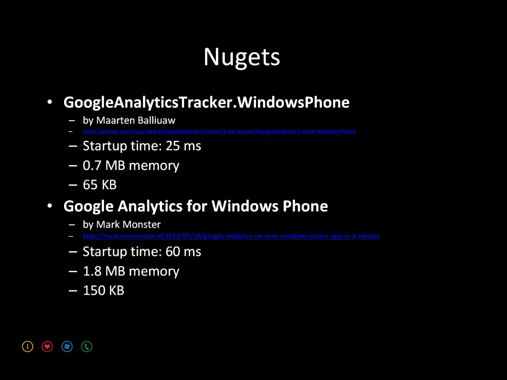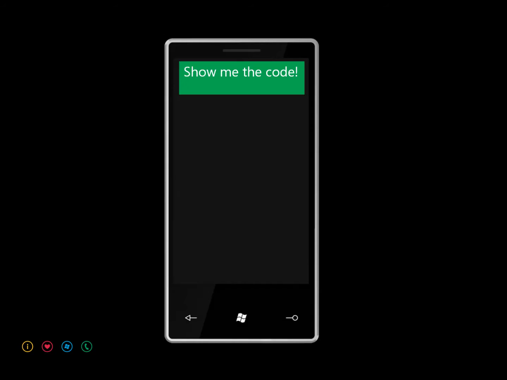The way to implement Google Analytics is to use the NuGet package. There are two options at the moment: Google Analytics Tracker and Google Analytics for Windows Phone. I personally prefer Google Analytics Tracker because of the performance reasons. The startup time adds only 25 milliseconds to your app. It only adds 0.7 megabytes to the runtime memory and 65K to the XAP file. So that is the package we're going to be using in our example. Let's jump into the code and see how we can instrument our app with Google Analytics.